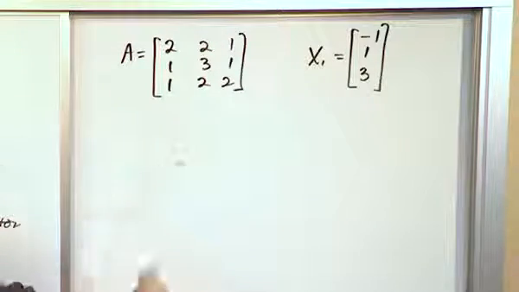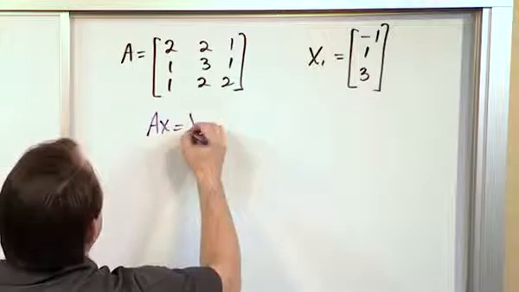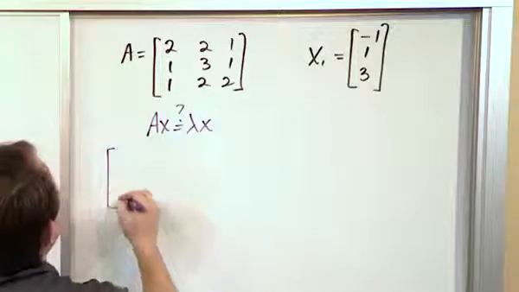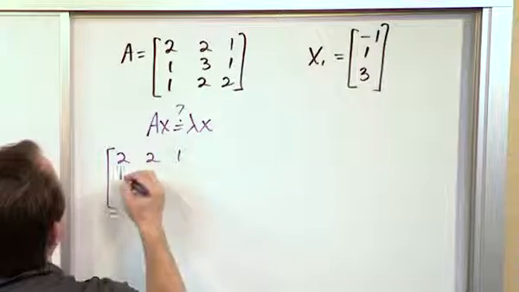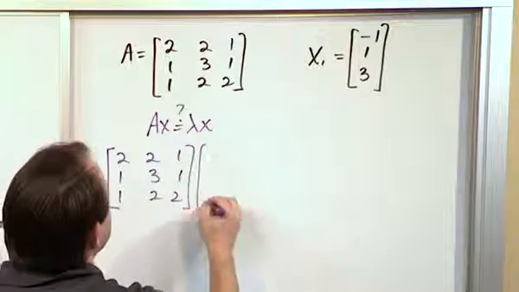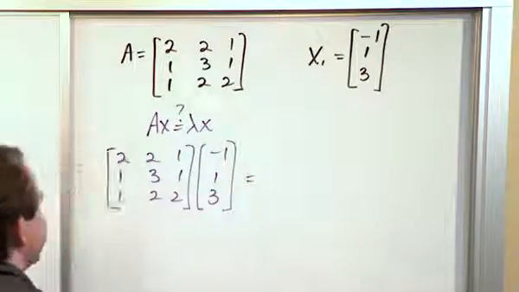Well, I've got to run it through the eigenvalue or eigenvector equation. Ax equals lambda x, and I have to test that for equality. So when I put it in here, I just write down the matrix [2, 2, 1; 1, 3, 1; 1, 2, 2] and the vector negative 1, 1, 3. Let's do this multiplication here.